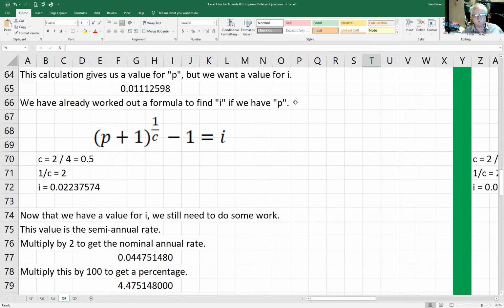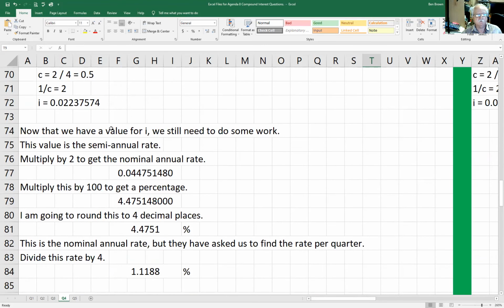So we worked out a formula last week to figure out that I equals P plus 1 to the power of 1 over C minus 1. And if we plug in our value of P here, we come up with a value of I, which is a painful process, but we have a value for I, but we still need to translate it. This value is semi-annual, so I multiplied it by 2. Then I multiplied it by 100 to get a percentage.